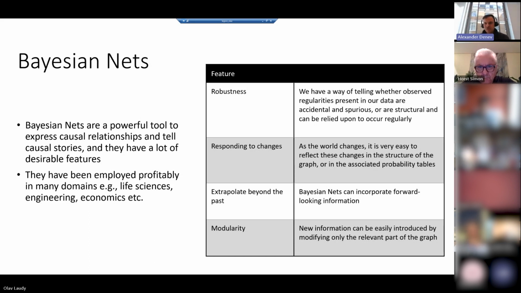So they're very powerful too when it comes to expressing causal relationships and also telling a causal story. And when it comes to finance and investing, of course, there are a lot of economists around.